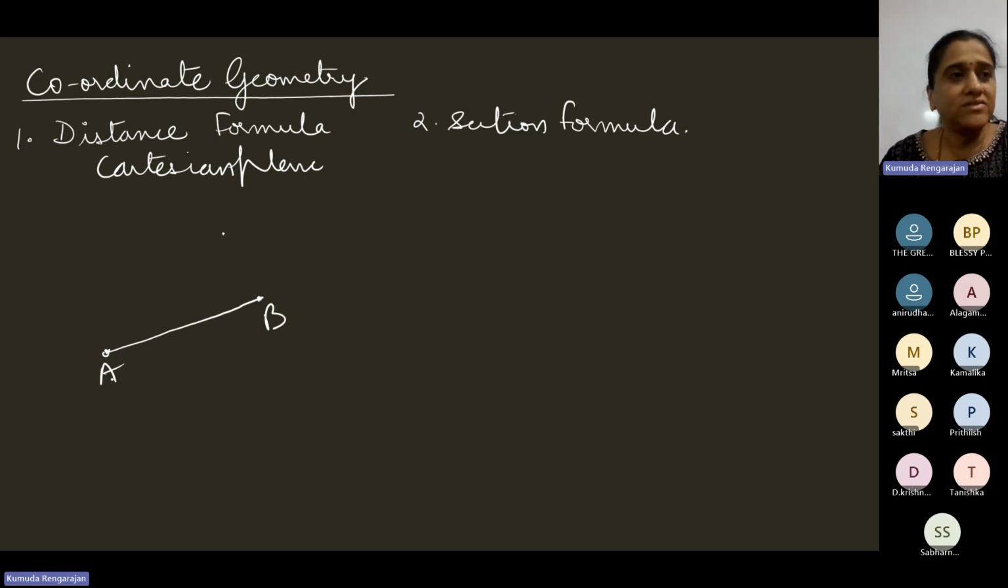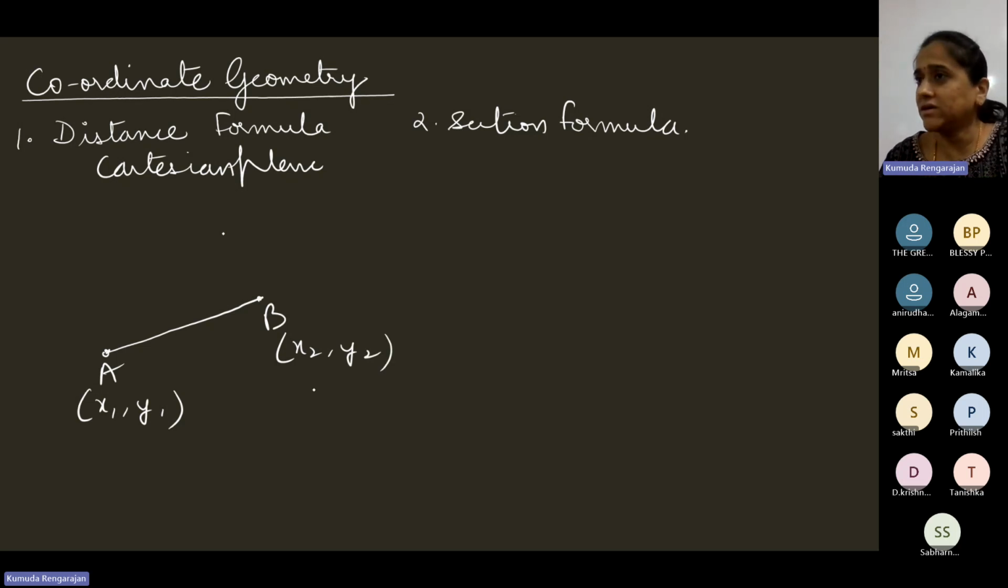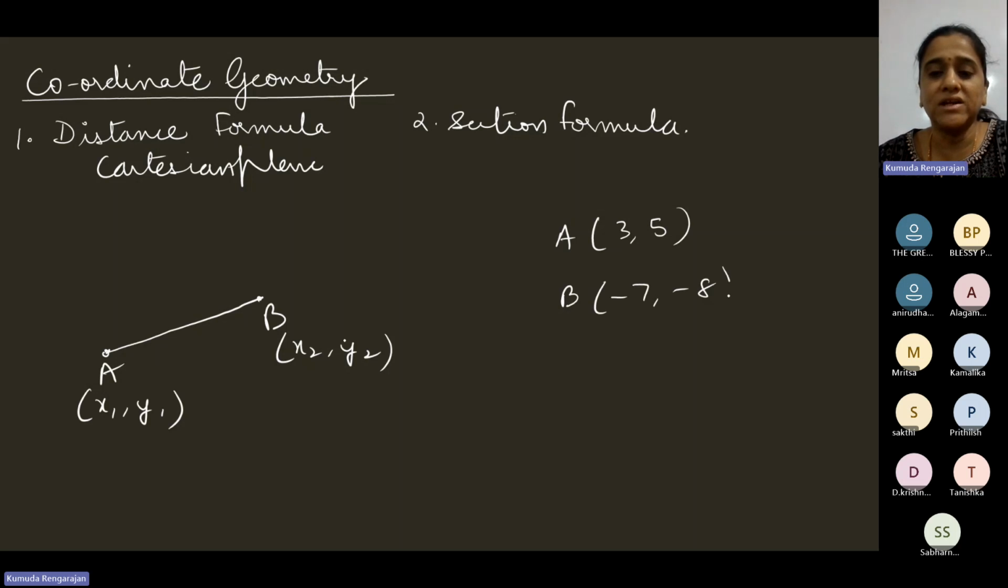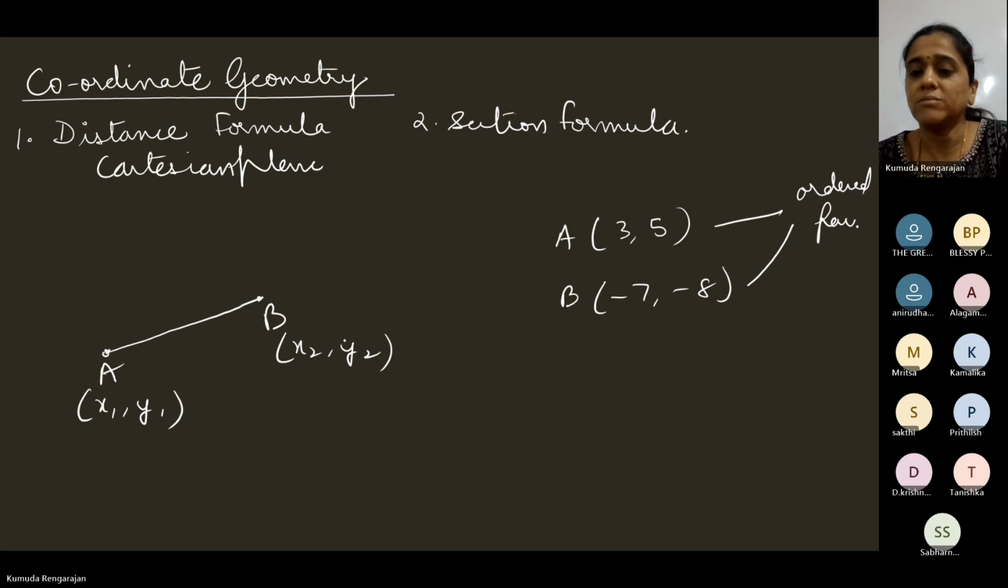Now before that, let's say the coordinates of point A are given by x1, y1. And the coordinates of point B are given by x2, y2. What is it normally? X, y, right? These are called ordered pairs. In a Cartesian plane, the address of the points are ordered pairs. Like we say, A is given by the address 3, 5, B -7, -8. Now these are ordered pairs.